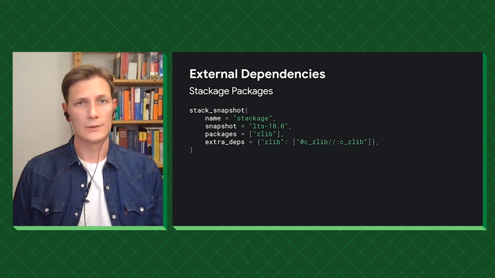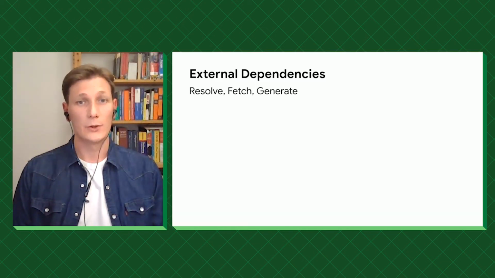The user defines which snapshot they want to import packages from using the snapshot attribute, and which packages they want to import using the packages attribute. So how do we avoid compiling Haskell packages in a repository rule? Remember, that would be non-hermetic and would not work for cross-compilation.